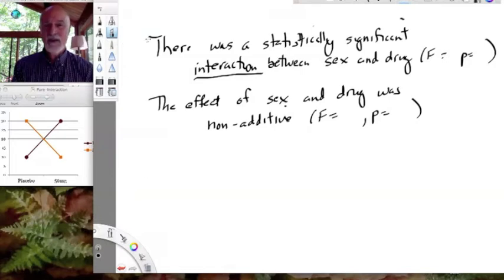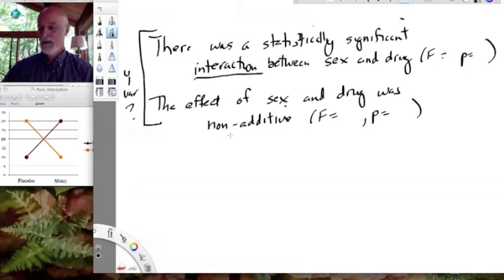And notice that both of these statements have nothing about the y variable in them. Where's the y variable even mentioned in either of these? It's not. There's no mention of sleep period. So let's try to make this a little bit better.